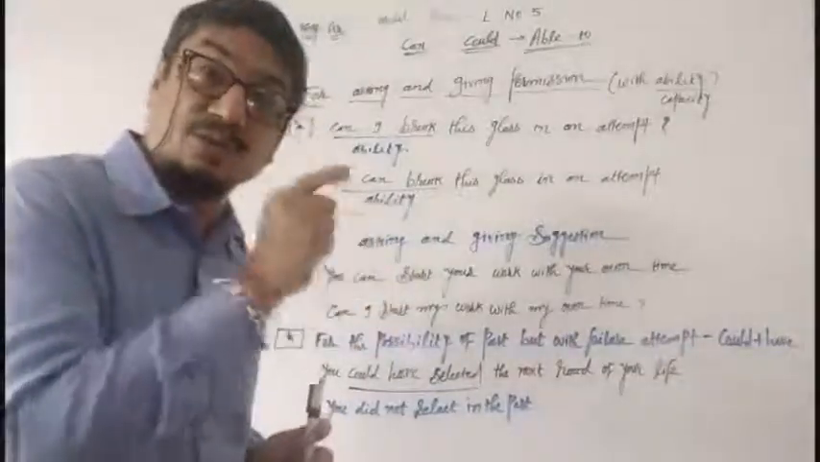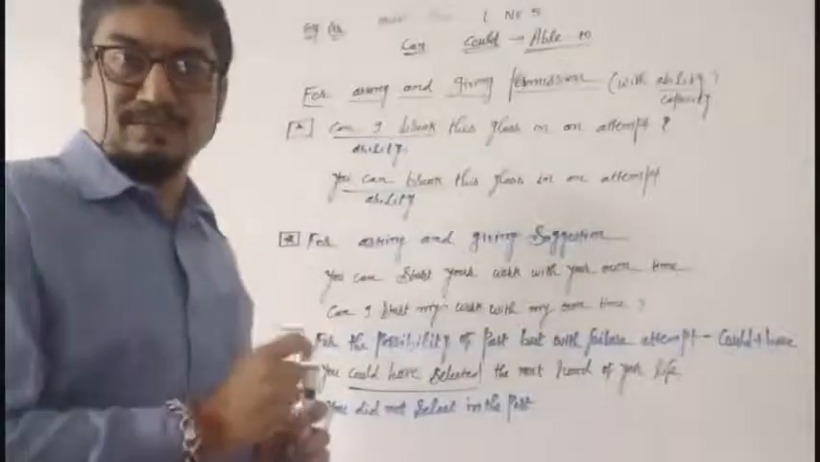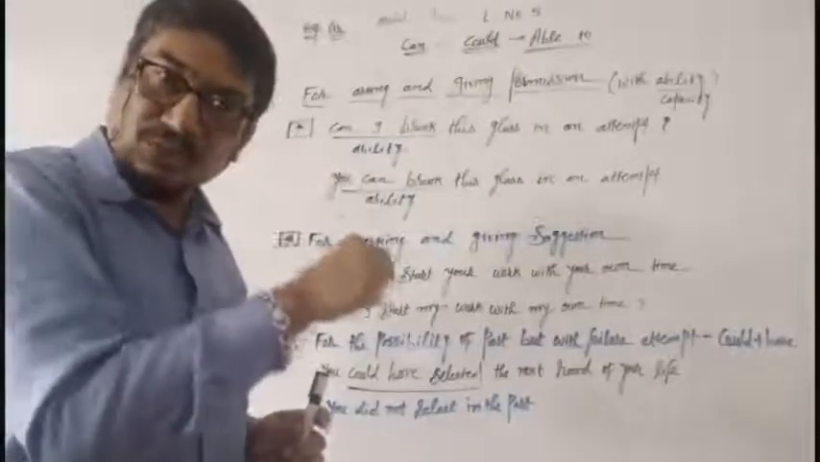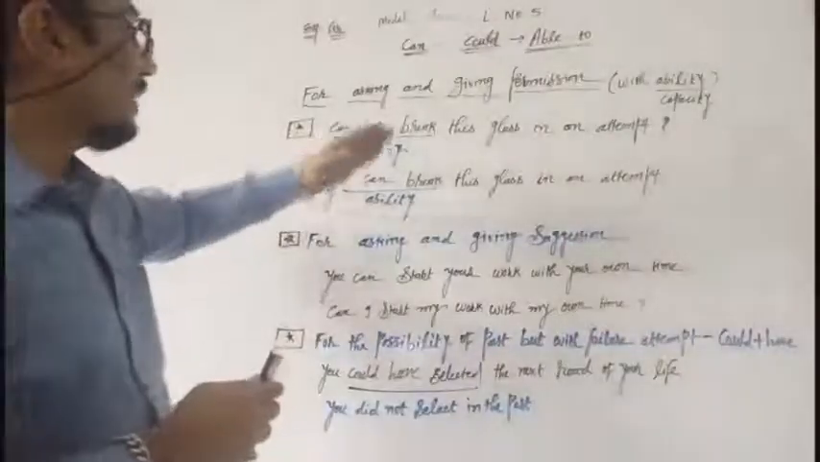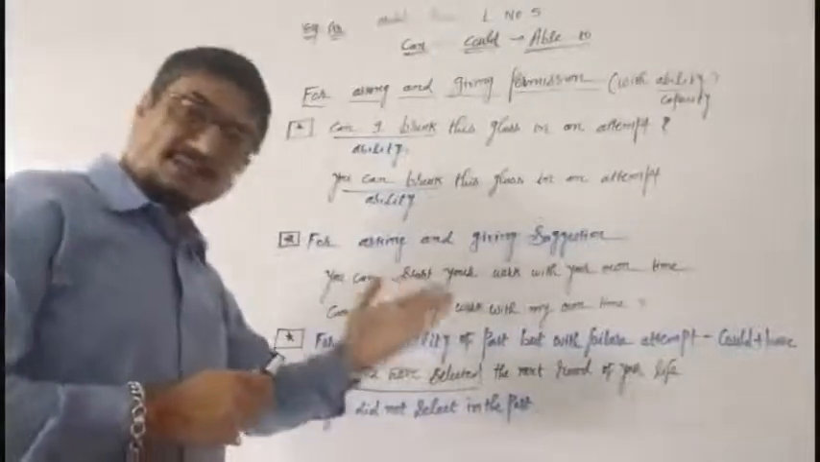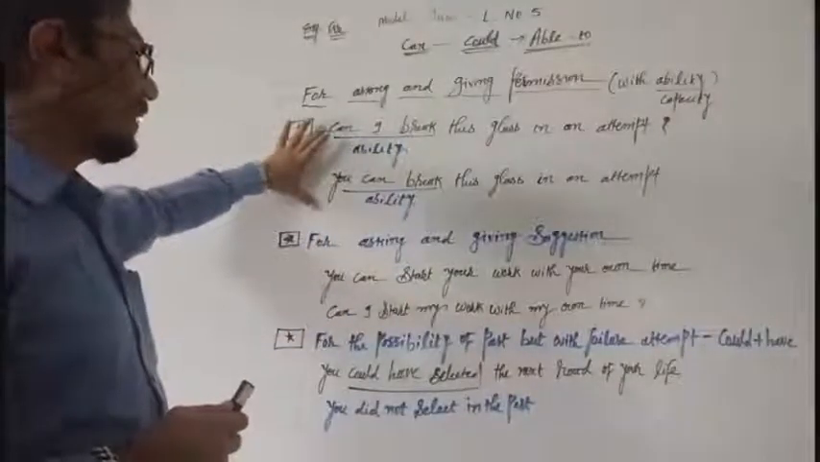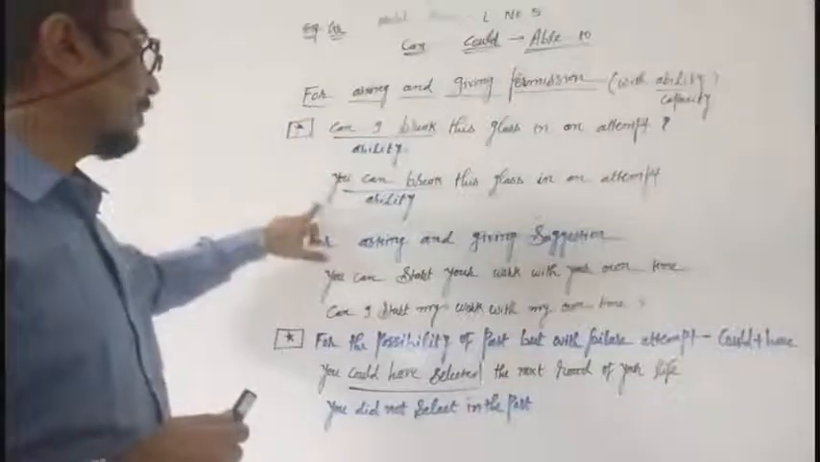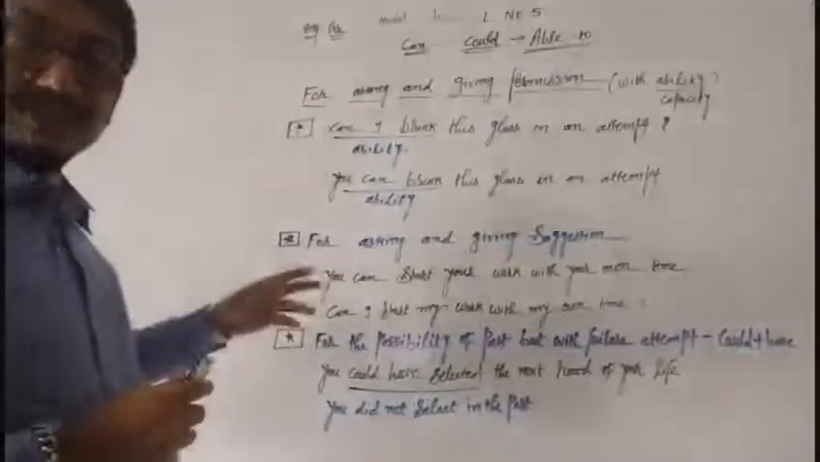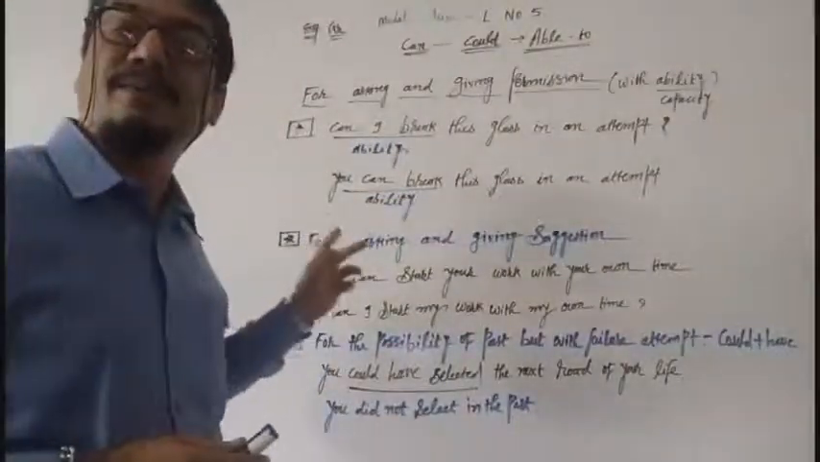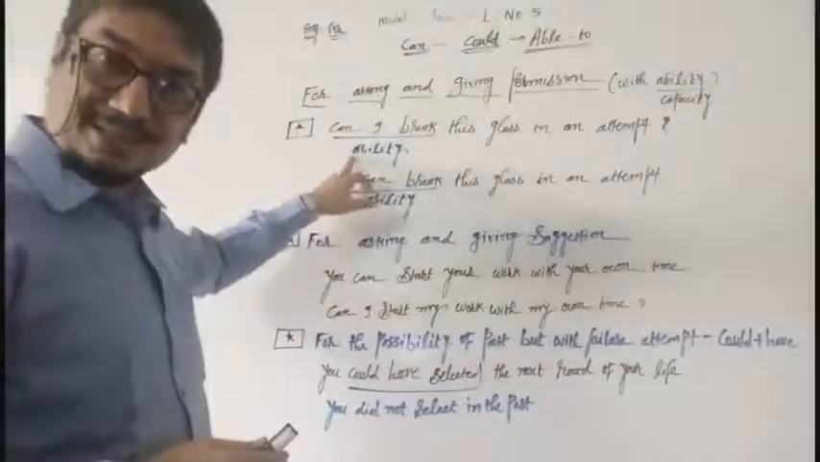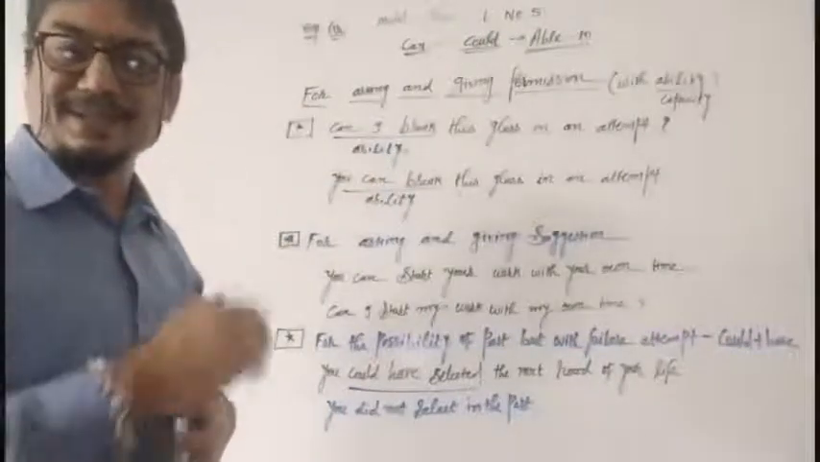In that regard, when you want to ask permission, at the time you can use can. The same thing in the past, when you want to prove your ability, at the time you can use could: could I break this glass in an attempt? In the past. That is with the present and past, but in the present scenario, this is for asking permission, this is for giving permission. You can break this glass in an attempt. Okay, no problem, you can have it. This is for giving permission, and this is for asking permission with ability, capacity.